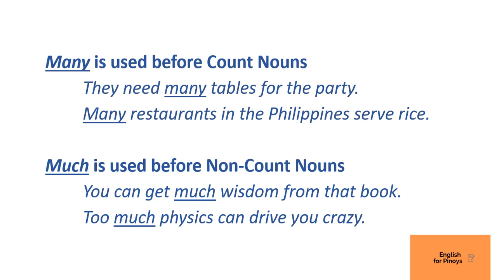And then for much, much is used before non-count nouns. Examples: you can get much wisdom from that book. Of course, the non-count noun is wisdom. And then in the second example, too much physics can drive you crazy. Of course, the non-count noun is physics, and therefore we use much.